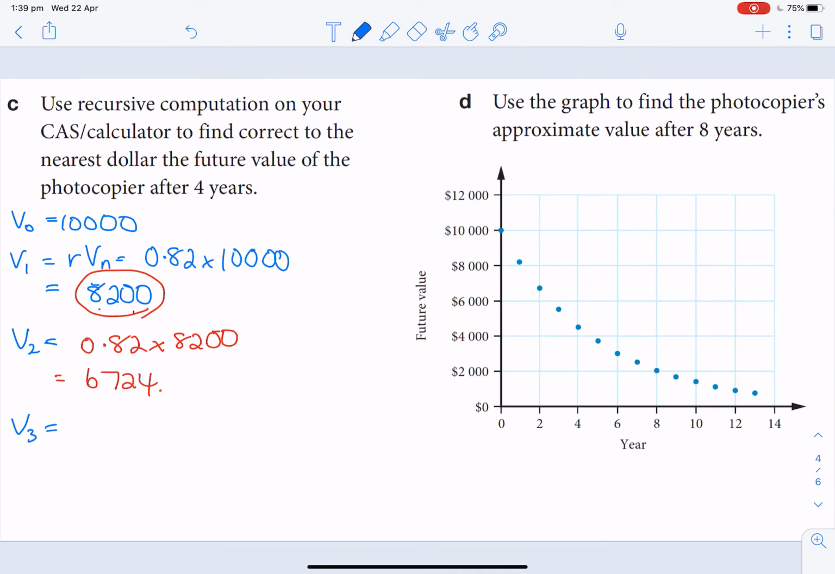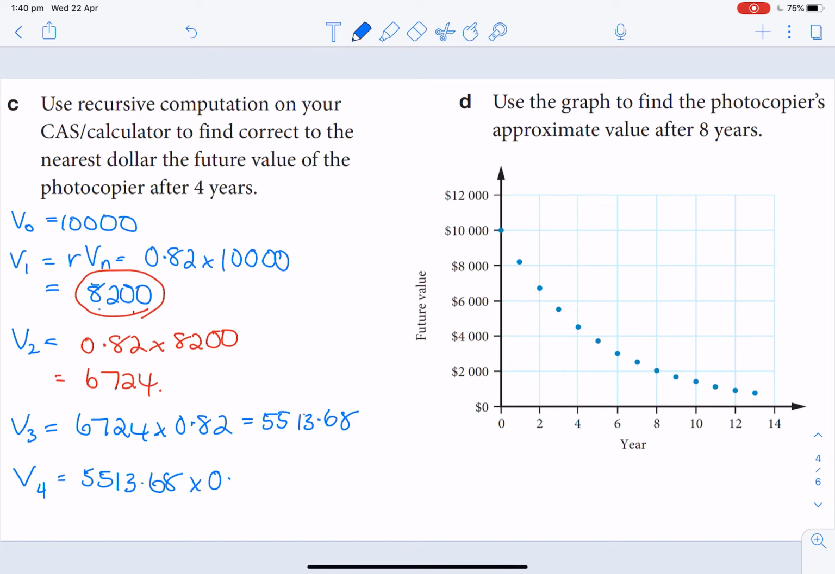V of 3 equals 6,724 by 0.82. Yes, I've mucked them around. I've done the R times V, then the V times R. It's whatever works for you. And that gives me $5,513.68.